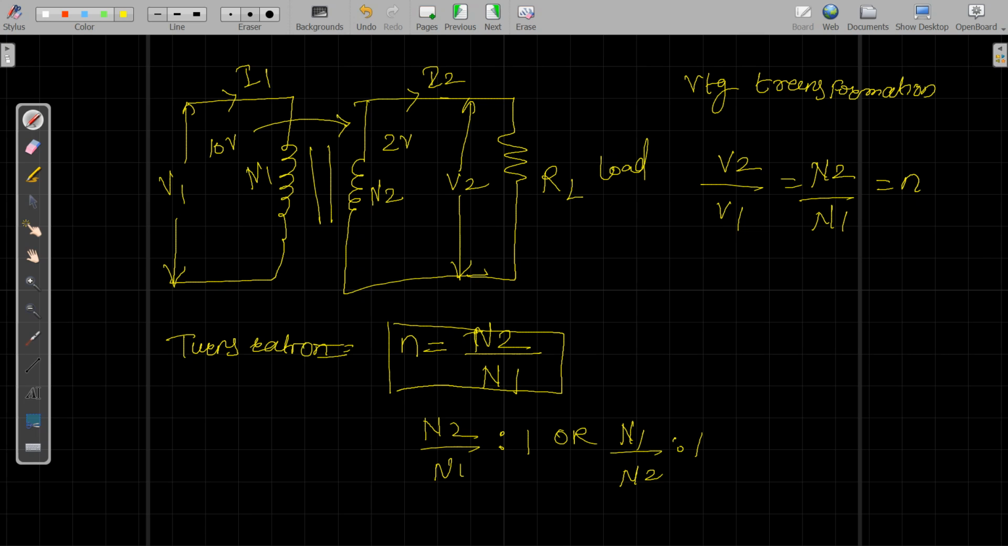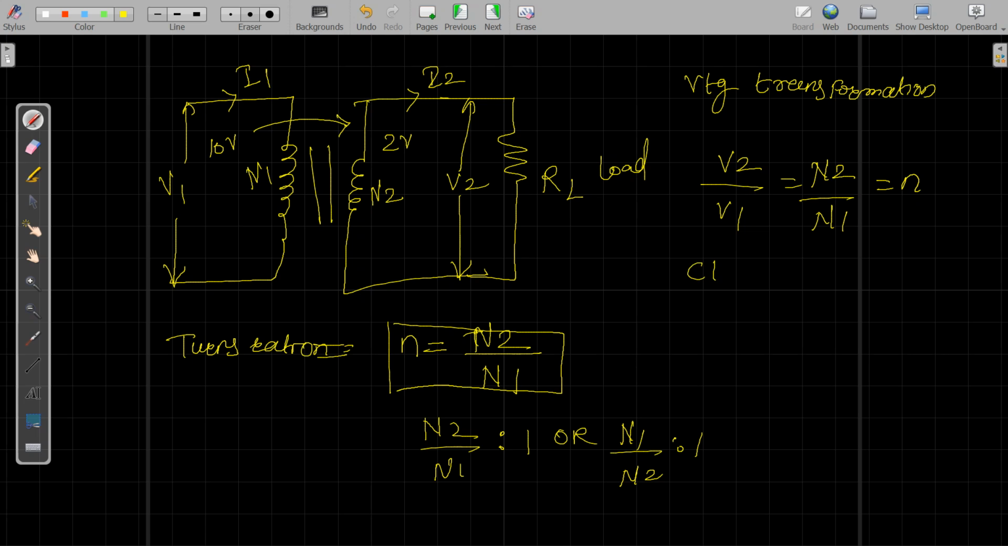The opposite is a step up transformer, wherein the number of turns in the primary is less than the number of turns in the secondary. But in general, for amplifier analysis, we are going to have the step down transformer only. So this is the voltage transformation for this transformer.